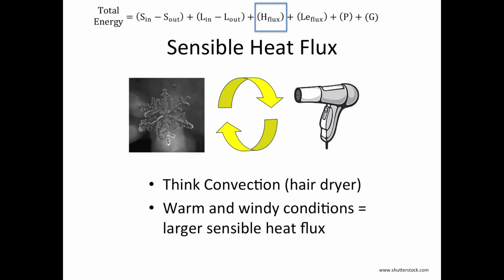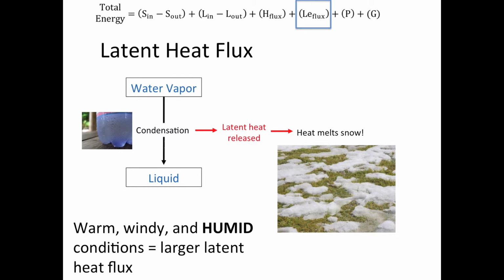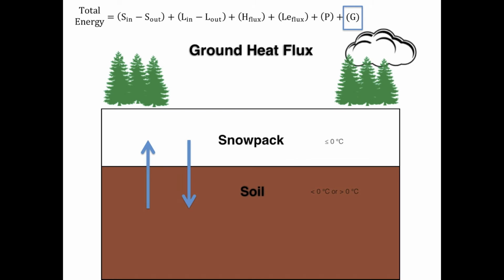Sensible heat flux is especially important during warm and windy conditions, as energy is being transferred from the warm air to the cool snowpack. Latent heat flux is especially important during warm, windy, and humid conditions because the water vapor from the humid air will condense as it moves over the cold snowpack and release latent heat, which melts the snow. And finally, you have the ground heat flux, which is the transfer of energy from the ground to the snowpack, and this term is usually much smaller than the other components of the energy balance.